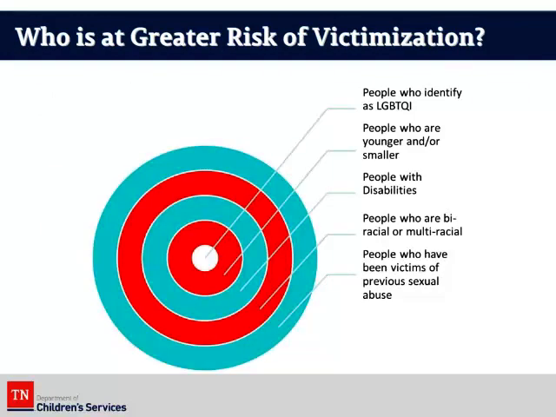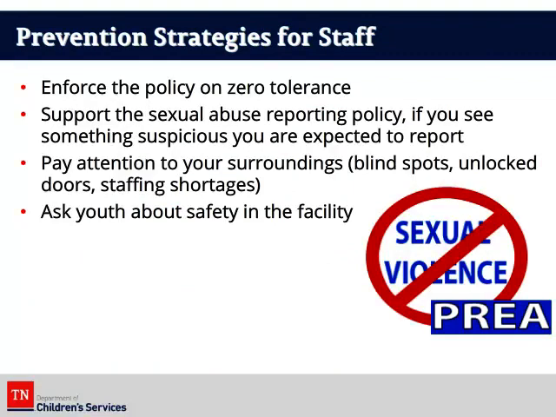The following is a list of people who are at greater risk of victimization. That list includes people who identify as LGBTQI, people who are younger and are smaller, people with disabilities, people who are biracial or multiracial, and people who have been victims of previous sexual abuse. Remember to be vigilant and equitable to ensure the safety of the most vulnerable. Prevention strategies for staff.